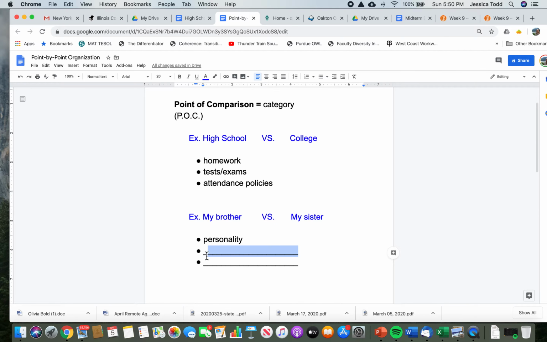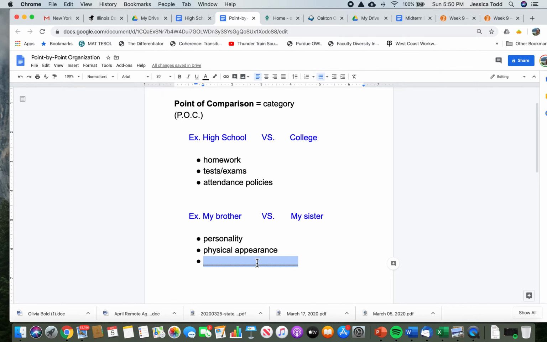The second point of comparison that I thought about was definitely physical appearance, because my brother is like a giant. He's like a basketball player. He's 6'4", super tall. And then my sister is, I think, 5'4" or 5'5". So there's almost a foot of difference between the two of them. So physical appearance, they look very different.